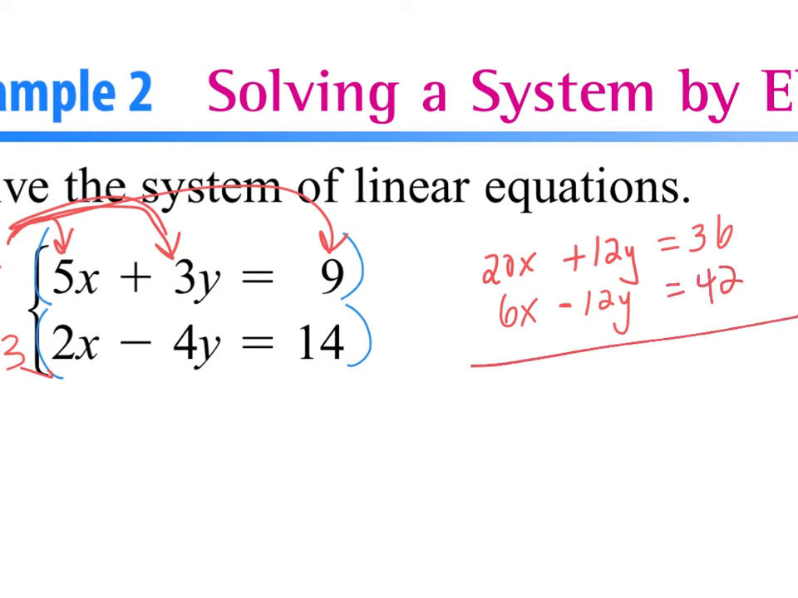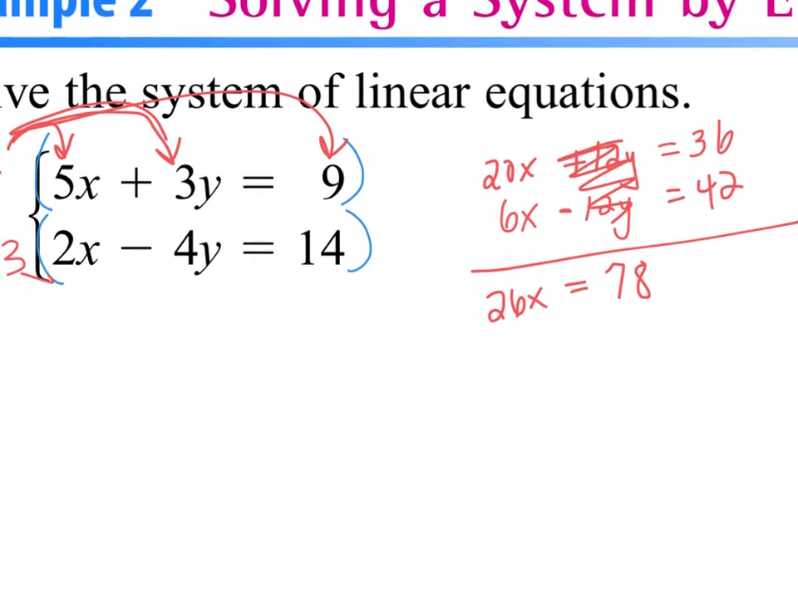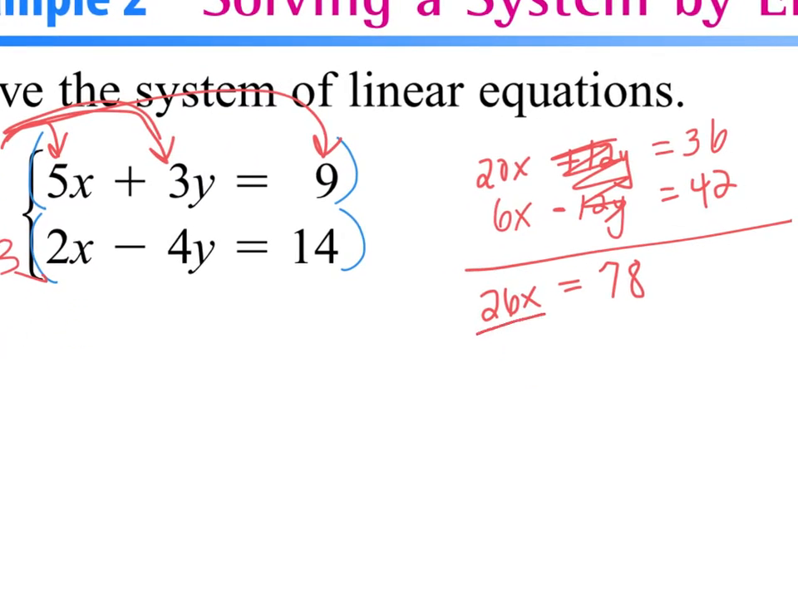Perfect. Now, when I combine these equations, my y's will cancel out. So I have 20x plus 6x gives me 26x. Negative 12y and positive 12y cancel out. And then what's 36 plus 42? 78. All right. Now what? Divide 26 on both sides. And I get x equals?